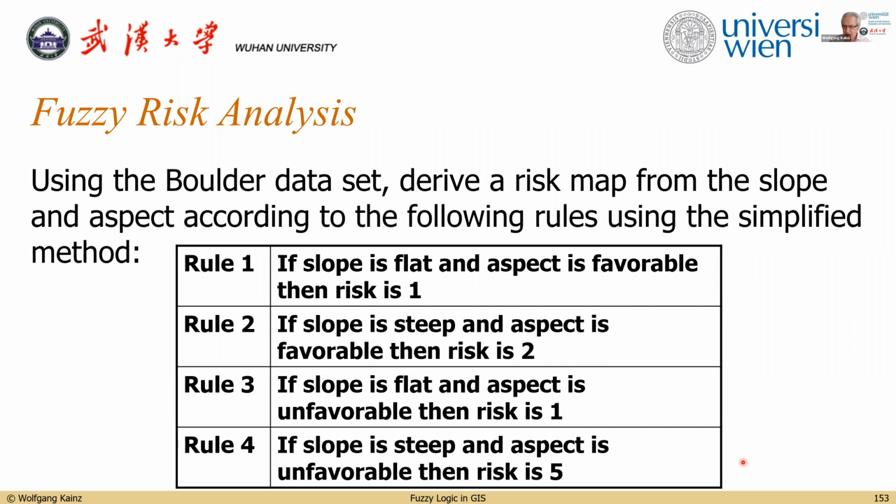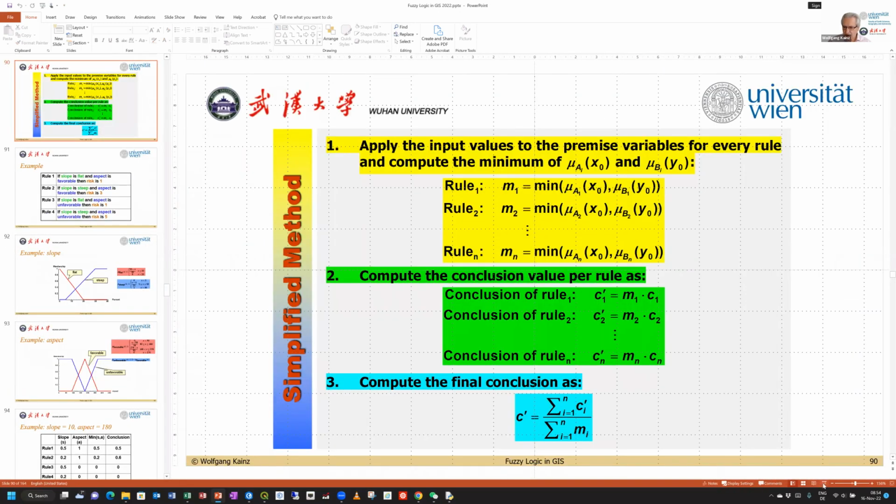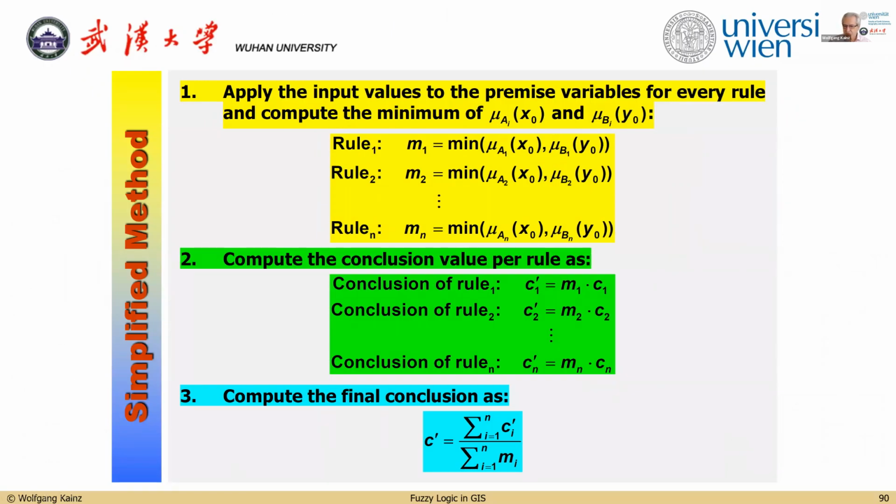And we are implementing this now using the simplified method. When we recall the simplified method and we look back at our slide where we had the description of the simplified method, it consists of 3 steps. The first step is we have to apply our input values, in our particular case for slope and aspect, for every grid cell in our map, and we have to compute the minima according to our rules. So we have 4 rules, we have to compute the 4 minima, and we have 2 variables here. In our particular case, it is slope and aspect. Here we call it x0 and y0. So first we have to compute the minima.